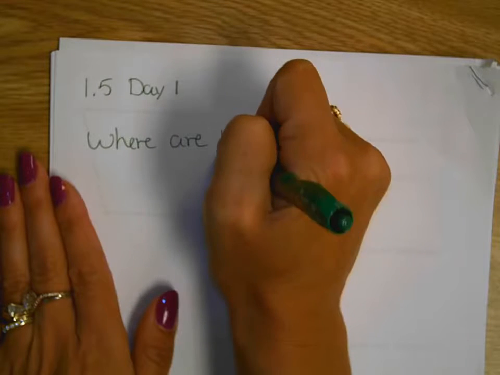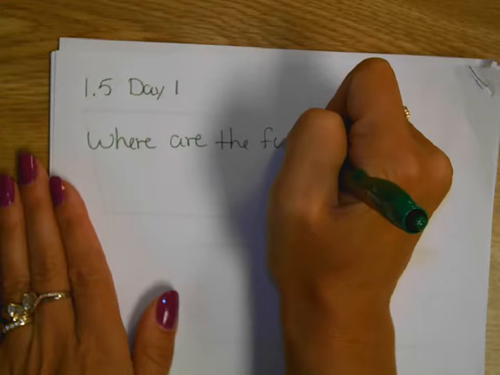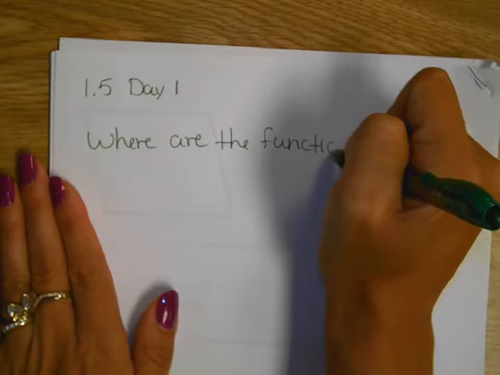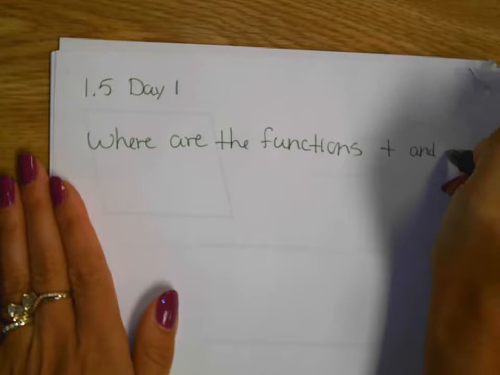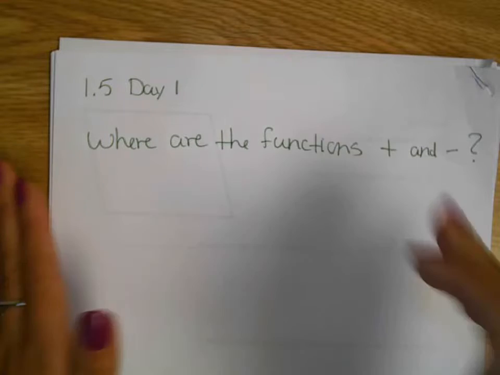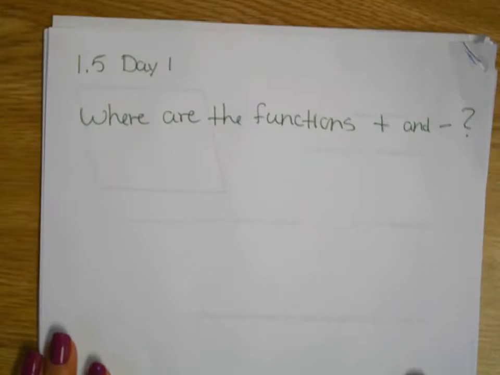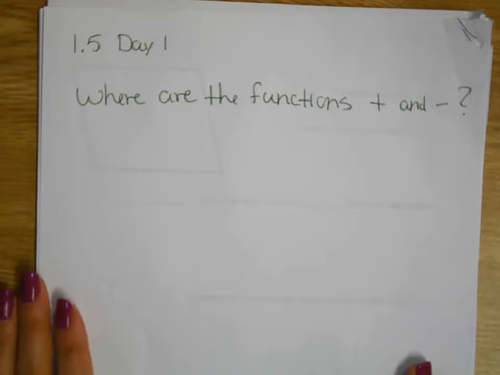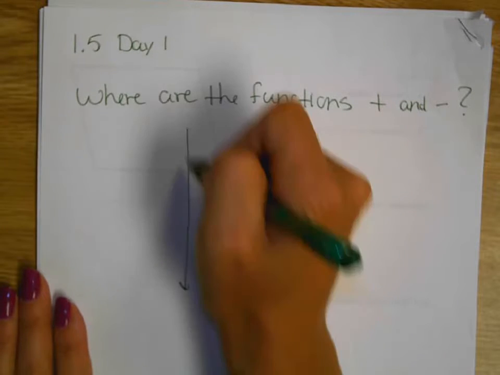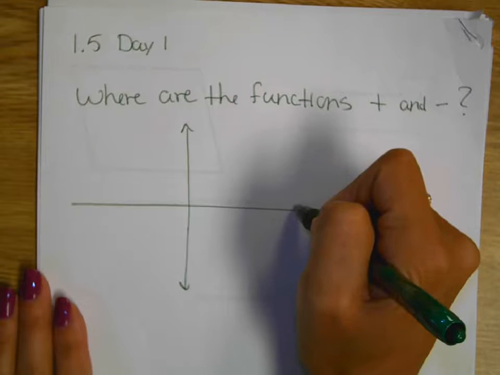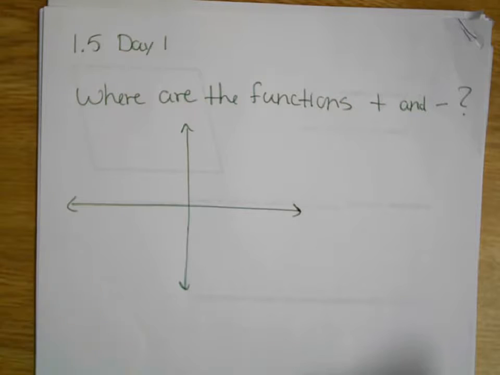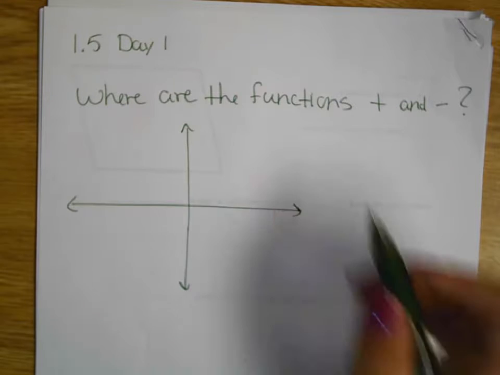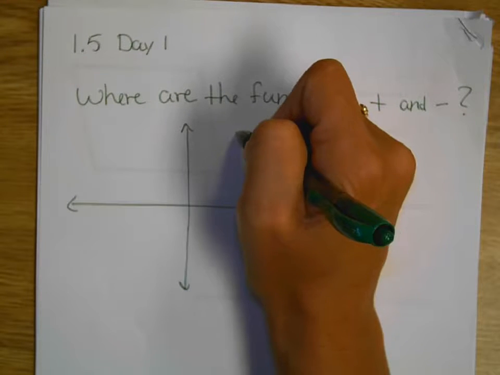Where are the functions positive and negative? So we want to look at all of the quadrants and see which function should be positive and negative in each of the quadrants. And remember, we find all of our 6 ratios off of an ordered pair. So all we care about is whether the ordered pair is positive or negative.